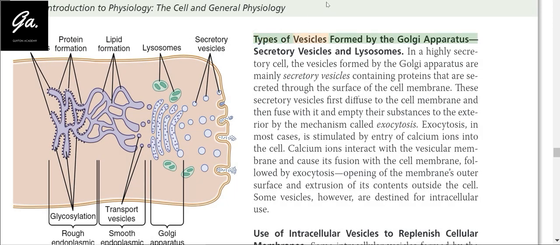Types of vesicles formed by the Golgi apparatus. Secretory vesicles and lysosomes. In a highly secretory cell, the vesicles formed by the Golgi apparatus are mainly secretory vesicles containing proteins that are secreted through the surface of the cell membrane.